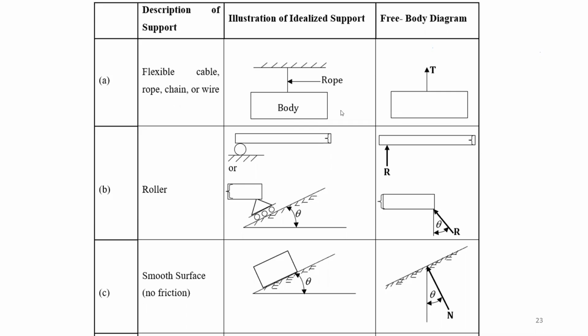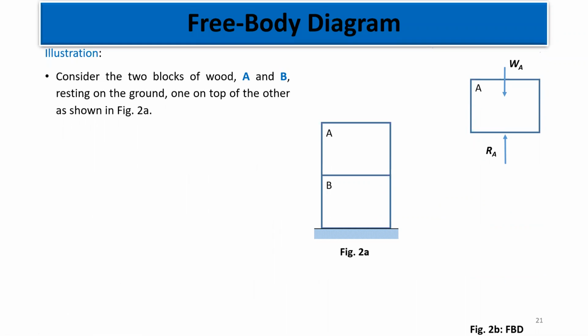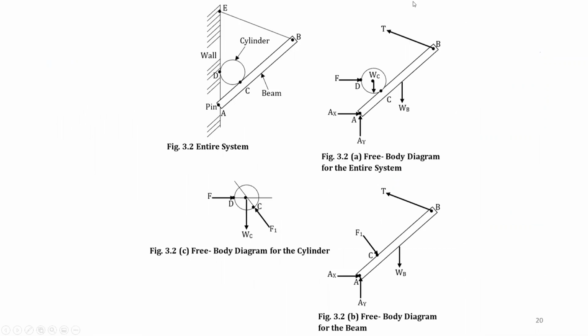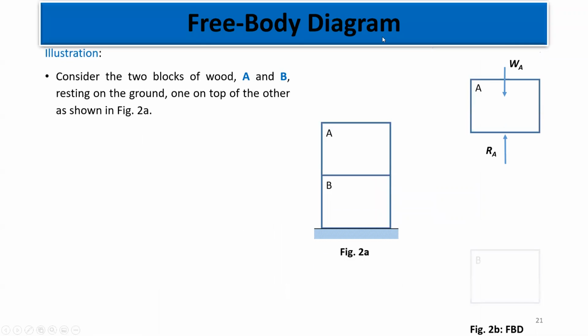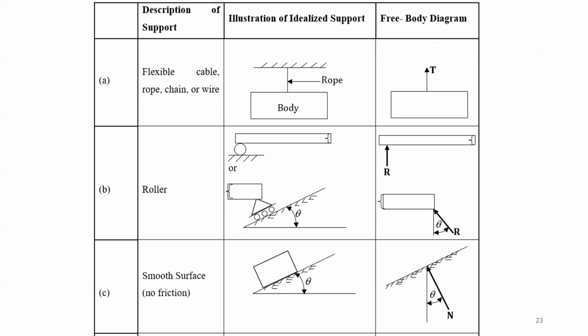That is why if you look at this cable system, we just represented the tension in the cable by T. You see. So if you have any cable, then this is how you draw the free body diagram.